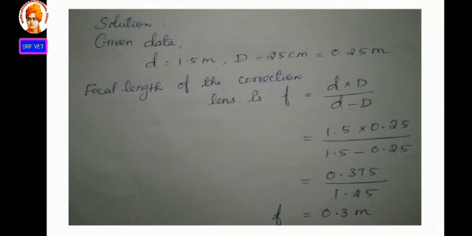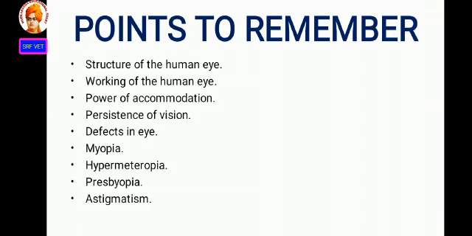Okay, clear? So that's all. Points to remember so far. What are the points we covered? Structure of the human eye: there are so many parts, cornea, iris, pupil, retina, ciliary muscles, eye lens. Working of the human eye, power of accommodation, persistence of vision, far point and near point. In a normal eye, the far point is infinity and the near point is 25 centimeter, for kids 10 centimeter.